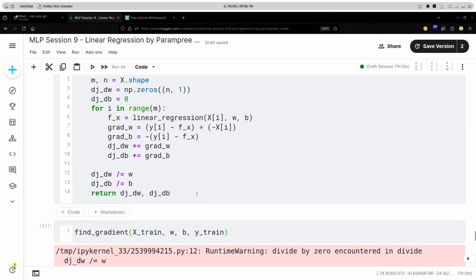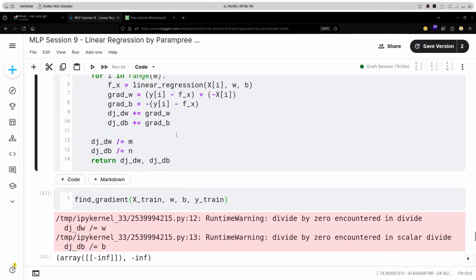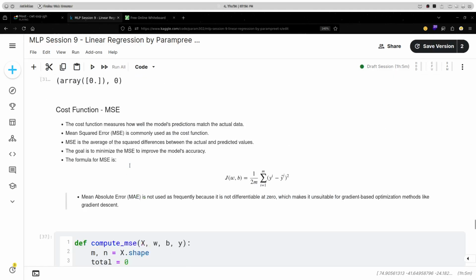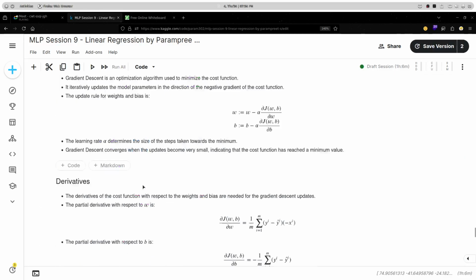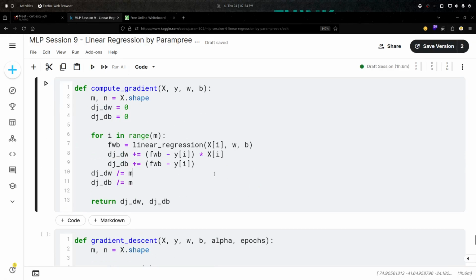I have to divide it by M and N, not the W and B. So here you can see, I got this. This is the slope, basically the gradient I got for this W value 0. For W as 0, I got this as the slope, and for B as 0, I get this as the slope. So these are the gradients. This is the W and this is the B, and the same function I have implemented here.